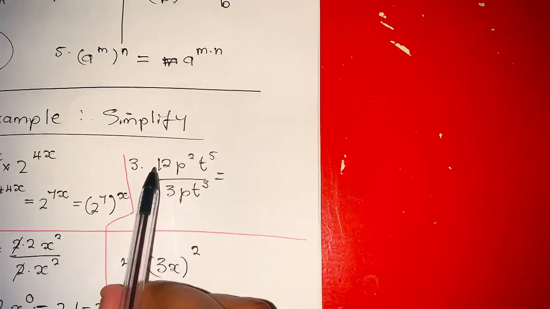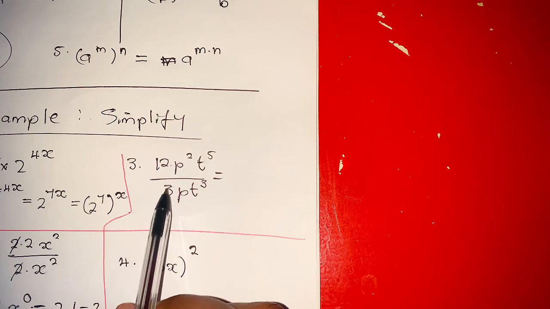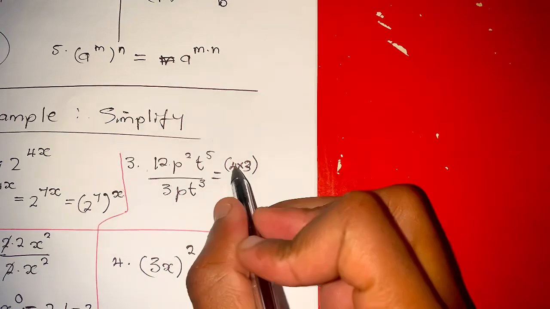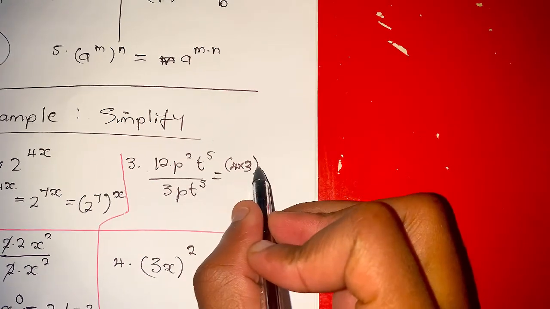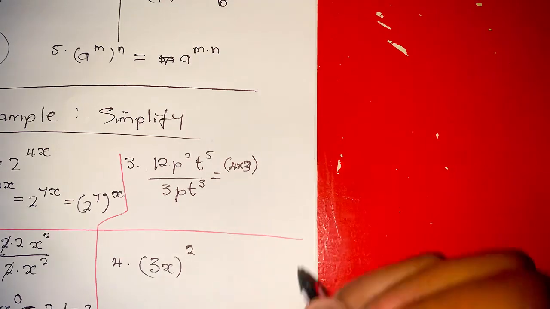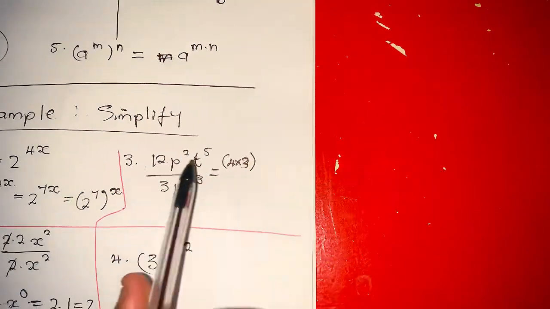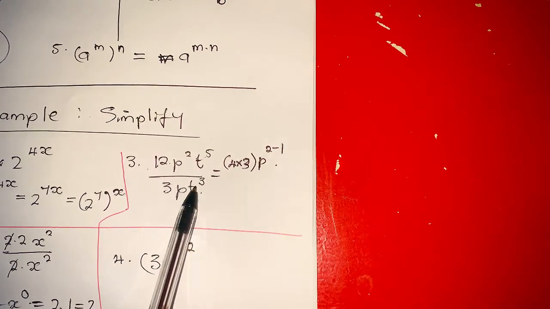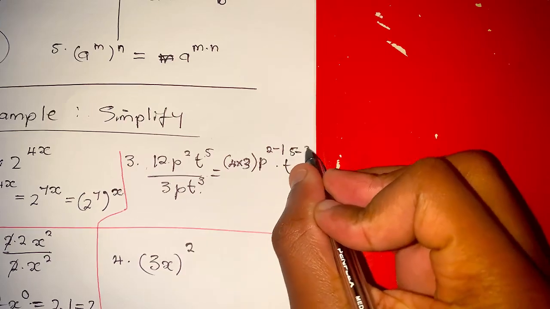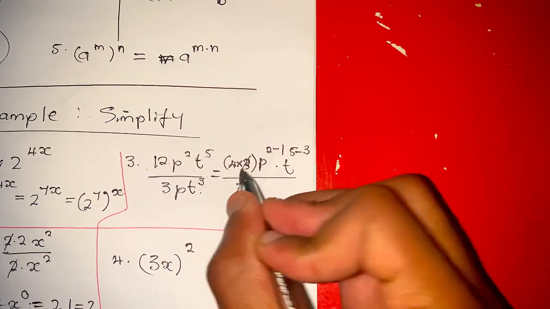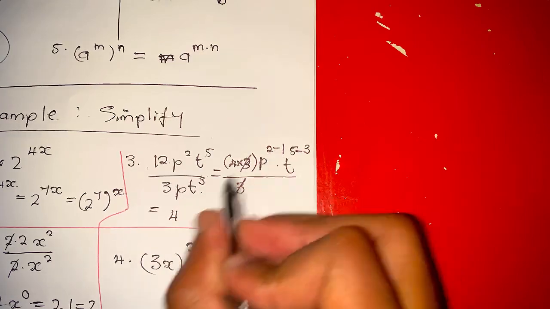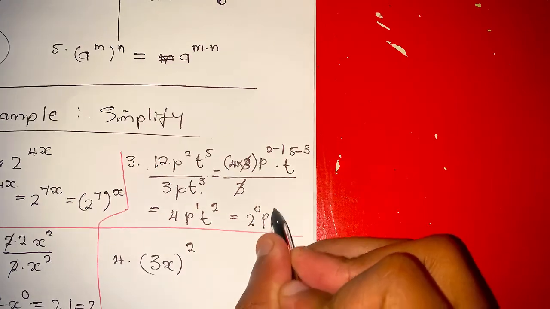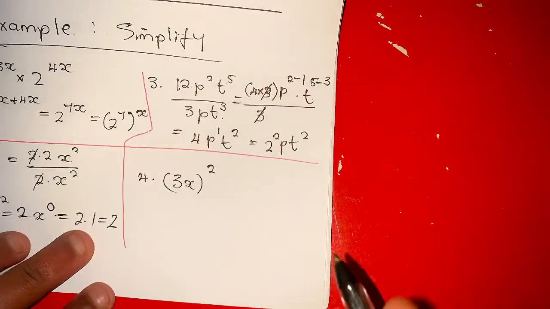Simplifying example 3. You see you have 12 and you have 3. Now 12 is 4 times 3, or it's 2 times 3 times 2, or 2 times 6, depending on how you want to express it. Then you have the same base, you can subtract the exponents. p to the power 2 minus 1, multiply. You have the same base, you can subtract the exponents. t to the power 5 minus 3, all over 3. Now this 3 will cancel this one, and you'll be left with 4. 2 minus 1 is 1, 5 minus 3 is 2. You can also write this as, and you have simplified your exponents.